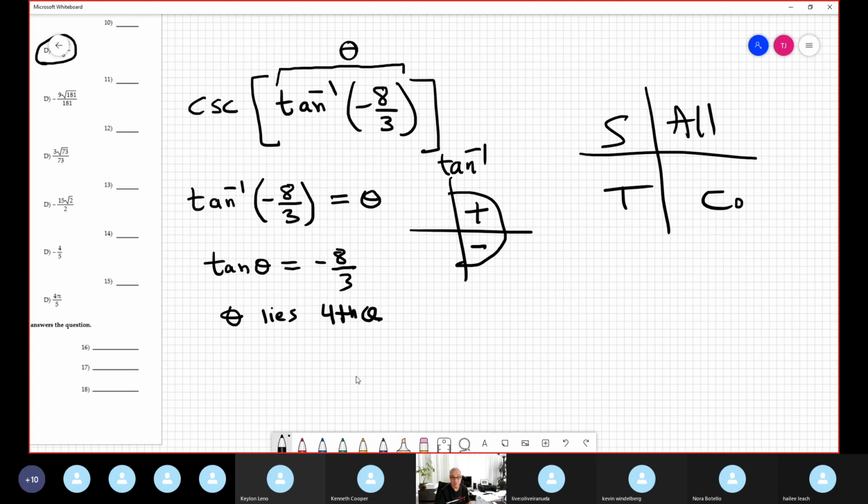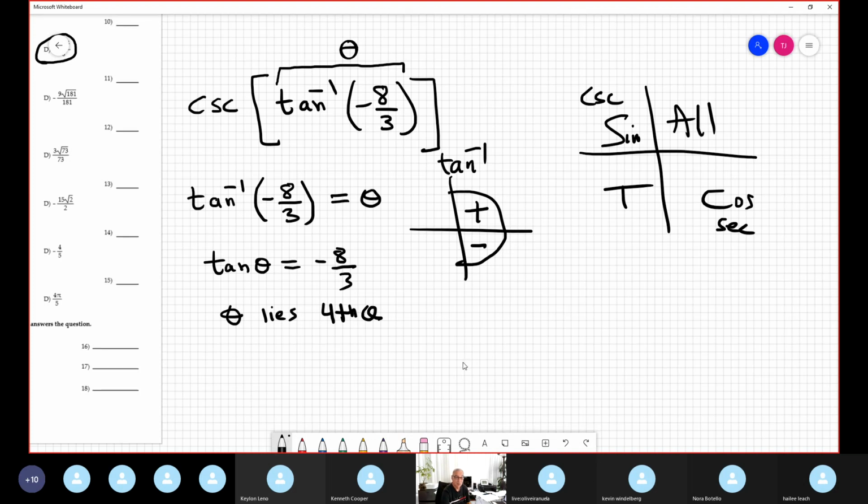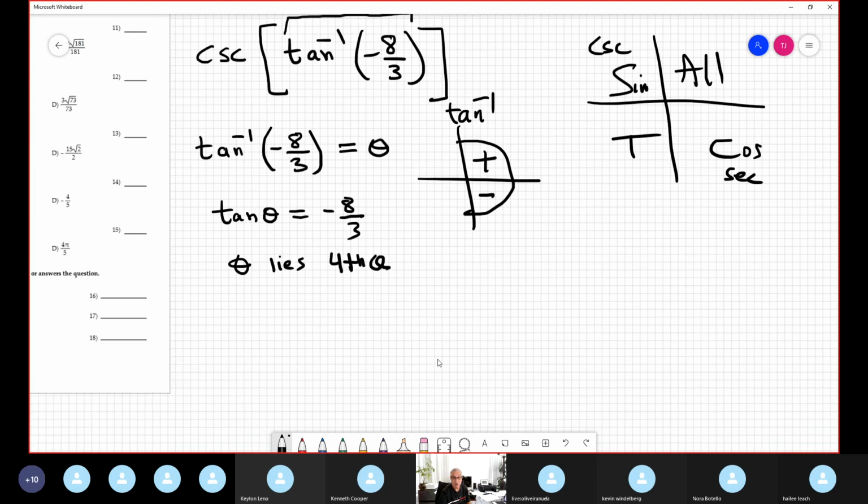In the 4th quadrant, only cosine and secant are positive. Cosecant is negative. So sine and cosecant are negative. And the final answer we expect when you finish the problem is negative, right? It's a negative value. Sure? Okay, but what value? To determine the value, I need to do the triangle, the famous triangle.